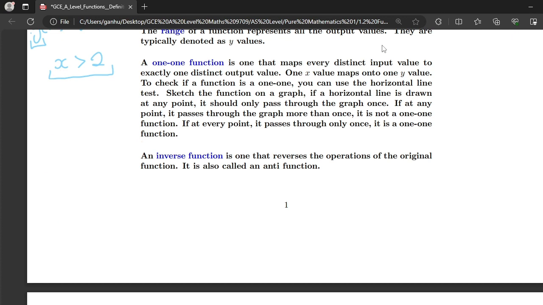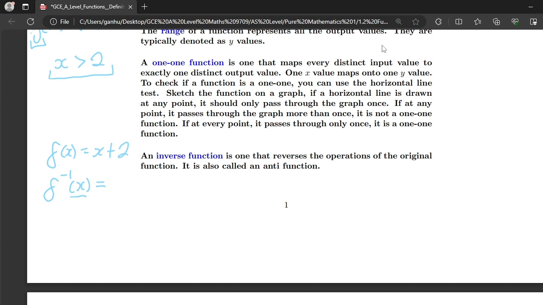An inverse function is one that reverses the operations of the original function. It is also called an anti-function. So the notation for an inverse function, if your original function is f of x, let's say f of x is x plus 2. To represent an inverse function, we say f to the power minus 1 of x. That shows us that we're defining an inverse function, and this is read as f inverse of x.